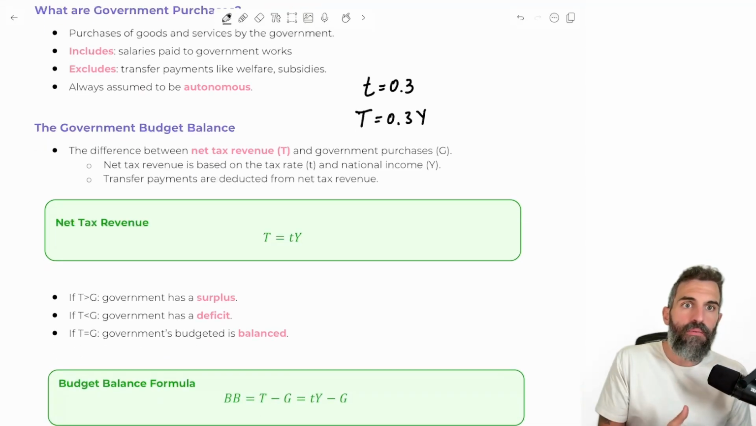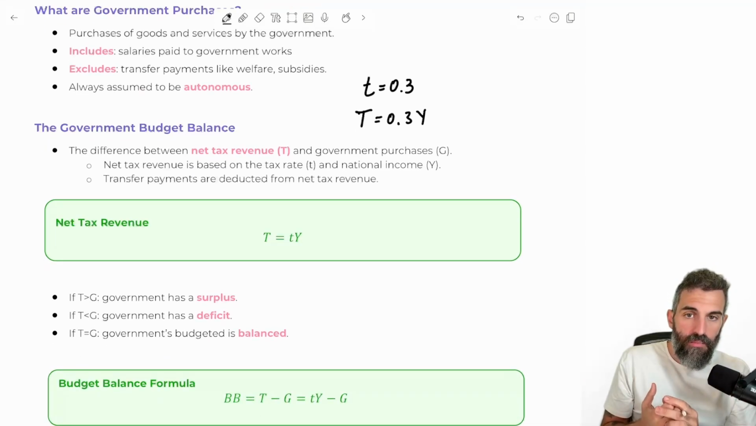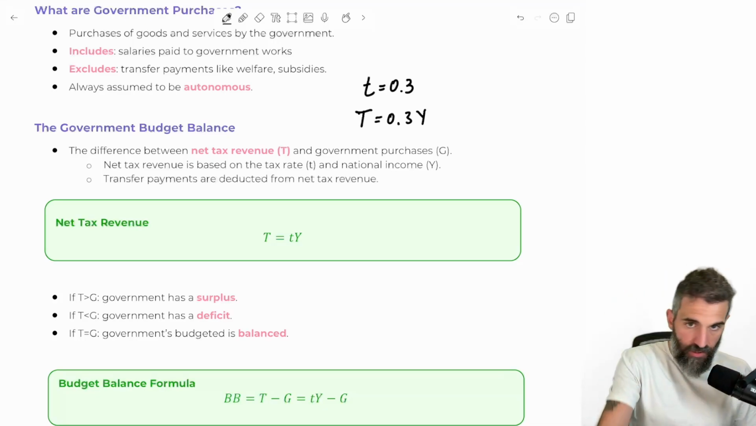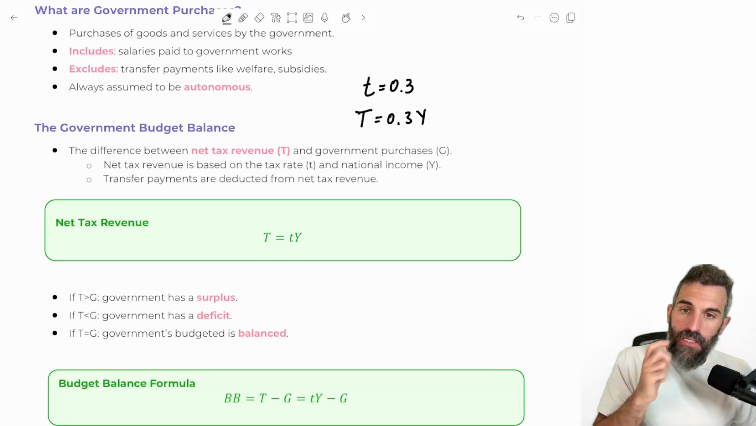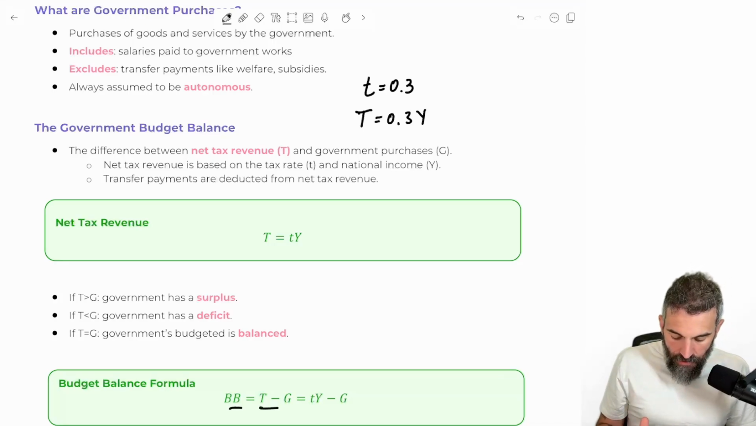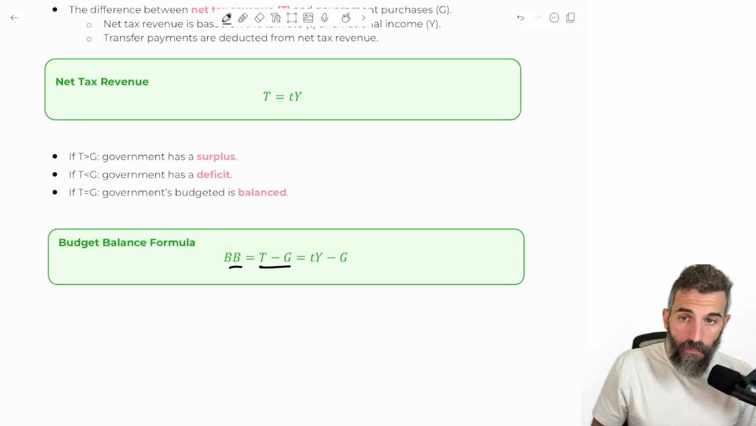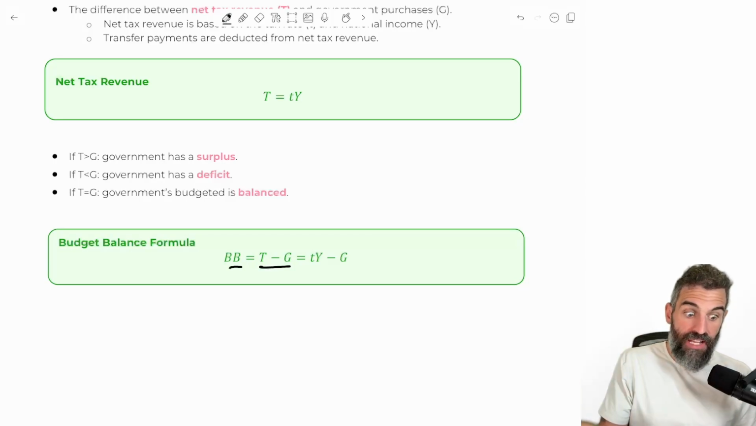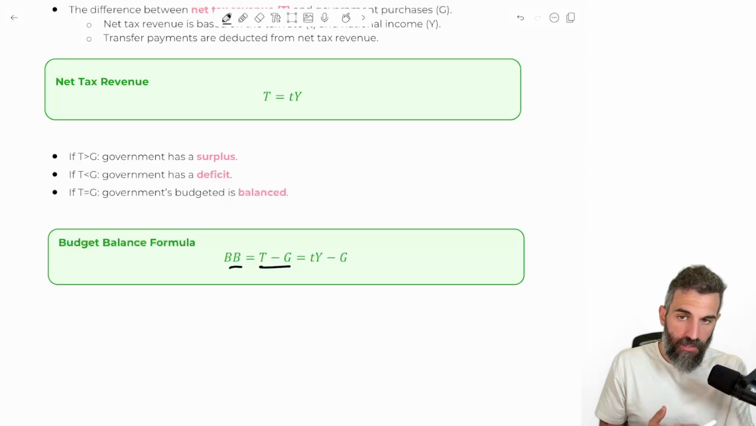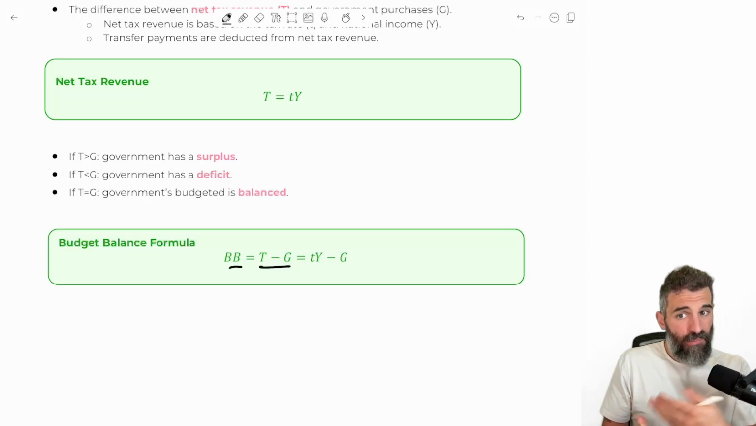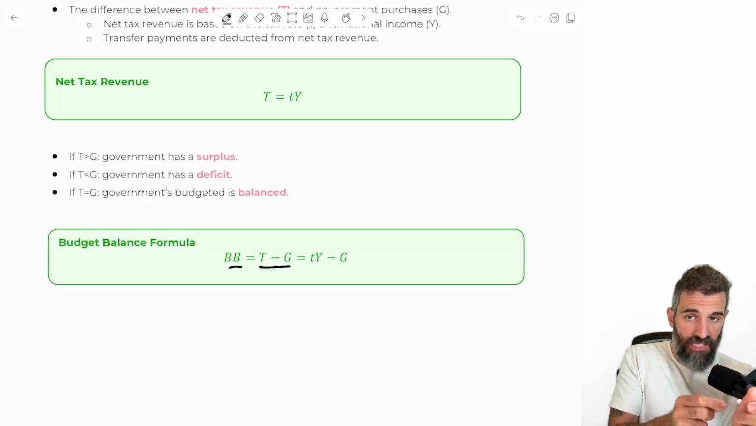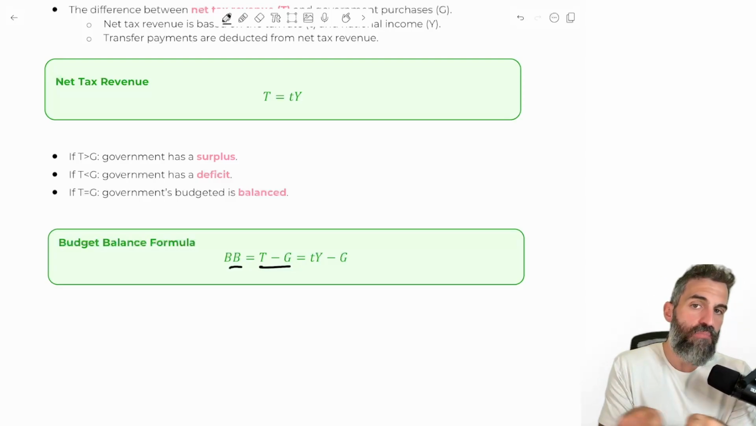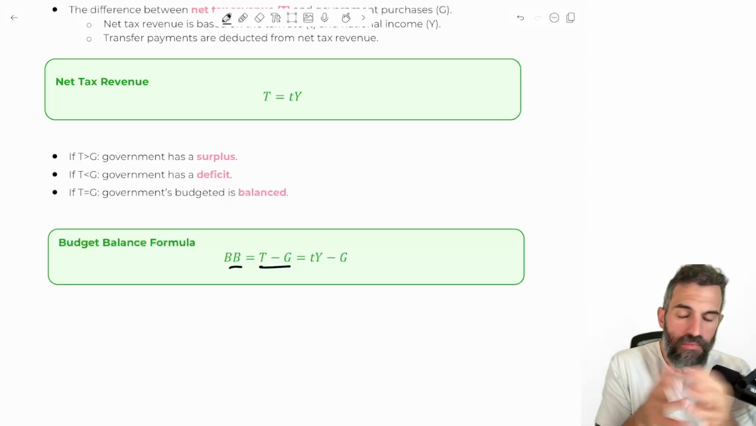G is what we're spending. Okay, so the government's bringing in money from taxes, but then it's going out and spending on employees, it's going out and spending on goods and services and all these things. So the budget balance is the difference between those two things. When the government is bringing more money in, we say the government is running a surplus, where it has more tax revenue than the money it's spending. When the government is spending more, so when G exceeds T, we say the government is running a deficit, and when they're equal, the budget is balanced. That's it. It's not more complicated than that.